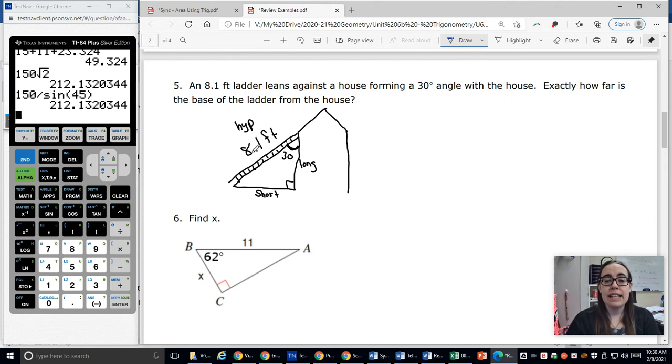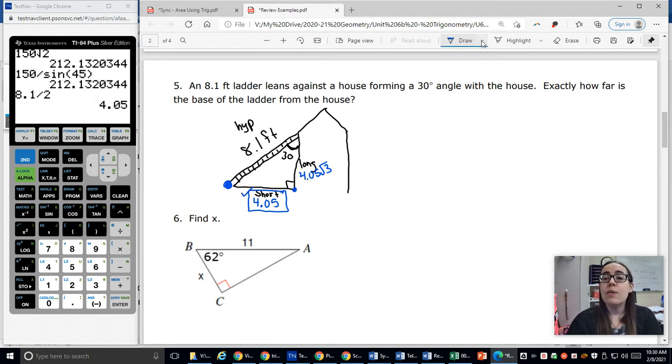I know my short leg is half of my hypotenuse. So I'm going to take that 8.1 and divide it by 2. And I get 4.05. I just took my hypotenuse and divided it by 2 to get my short leg. My long leg is the short leg, 4.05 square roots of 3 for 30, 60, 90. Okay, exactly how far is the base of the ladder from the house? Well, the base of the ladder to the house, I just needed this 4.05. I'm done. That's my answer.